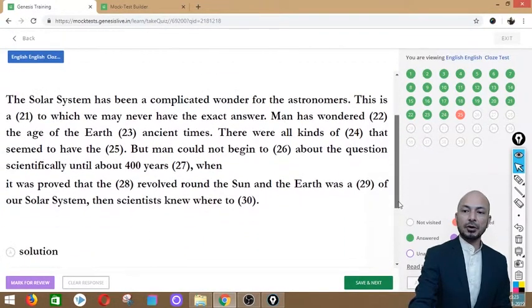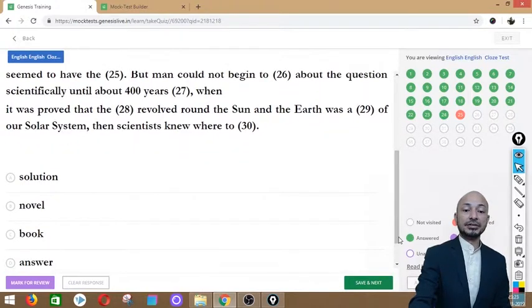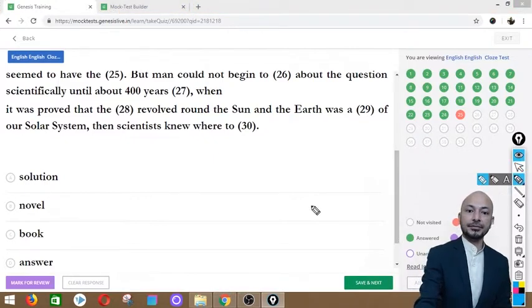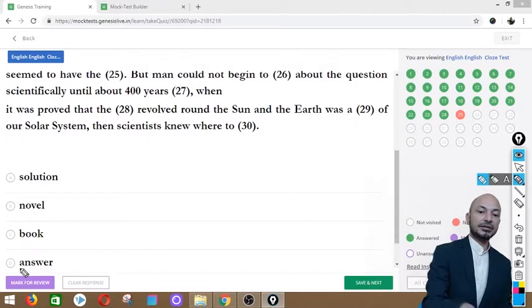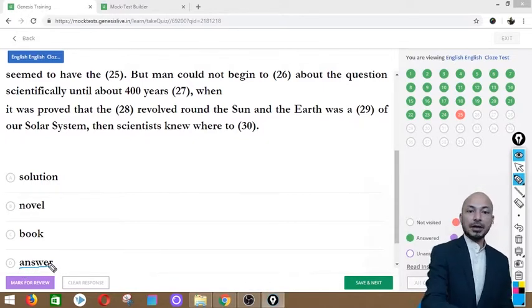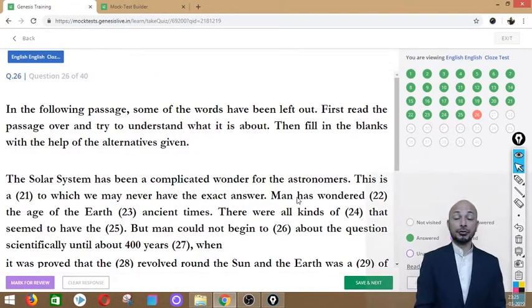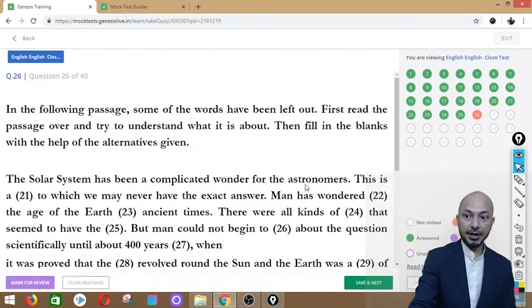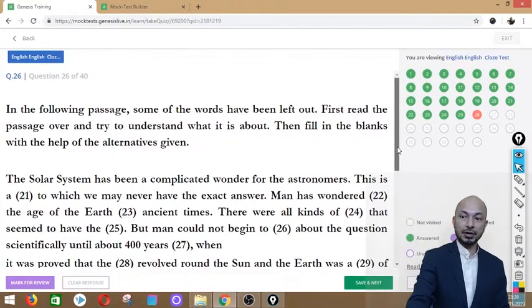And let's read on. There were all kinds of stories that seem to have the dash. Is it solution, novel, book, or answer? And the correct option is option D, which says that seem to have the answer. And we click option D and say next.